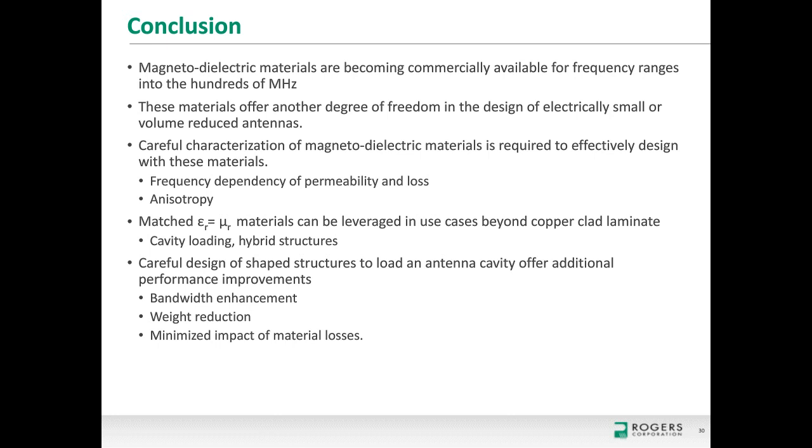A matched mu epsilon material starts to open up different use cases that can be leveraged in designing an antenna beyond that of a copper-clad laminate. You can look at structures like a cavity loading element or a hybrid structure that really were maybe less attractive with an all-dielectric material. And through careful design of an antenna utilizing these materials, you can get antenna miniaturization with performance improvements, right? So you can look at ways to enhance the bandwidth of your antenna, minimize the weight that's added by the magnetodielectric material, and carefully minimize the impact of material losses over that frequency range. And so at this point, I will open it up to questions and take any questions at this time.